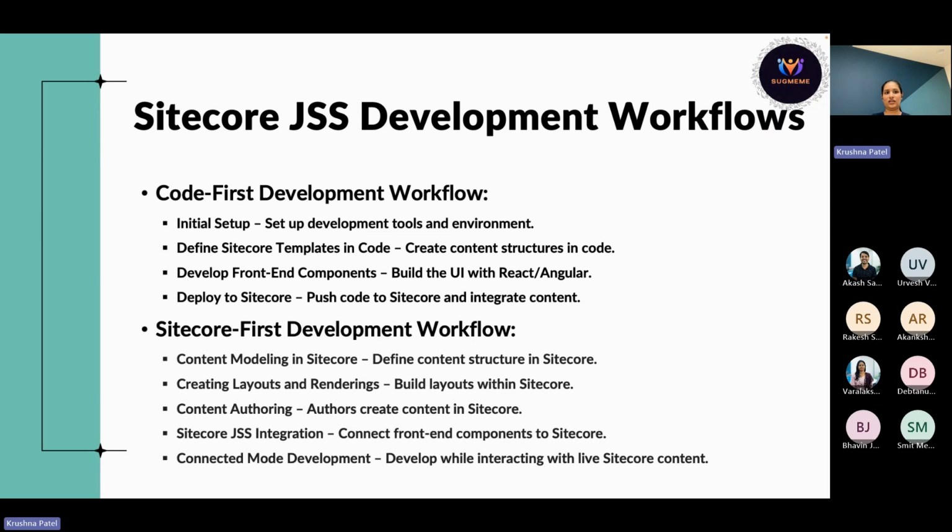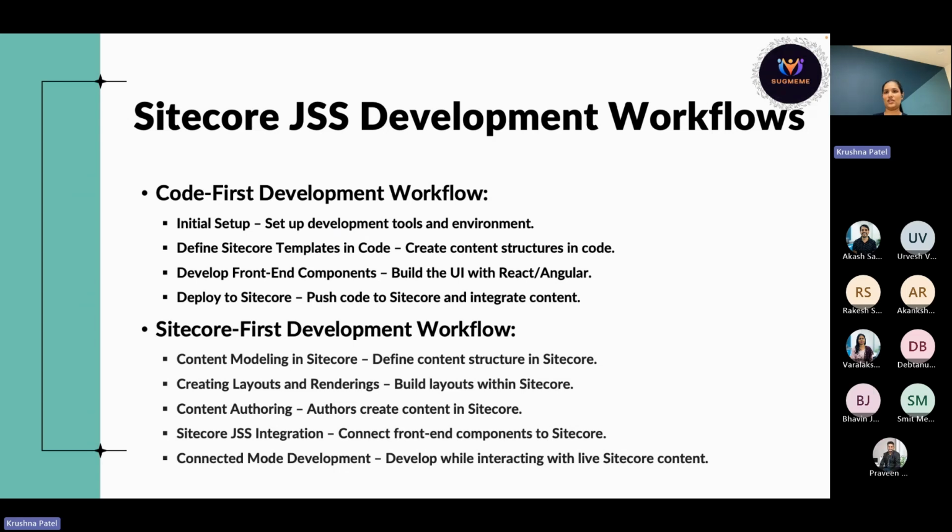And how can we achieve the Sitecore JSS development workflow? There are two ways. The first one is the code-first development flow, and the second one is the Sitecore-first development mode. In code-first development mode, we need to initially set up the development tools and environment. Then we need to define Sitecore templates using code, and then we need to develop the front-end components, all the front-end part.